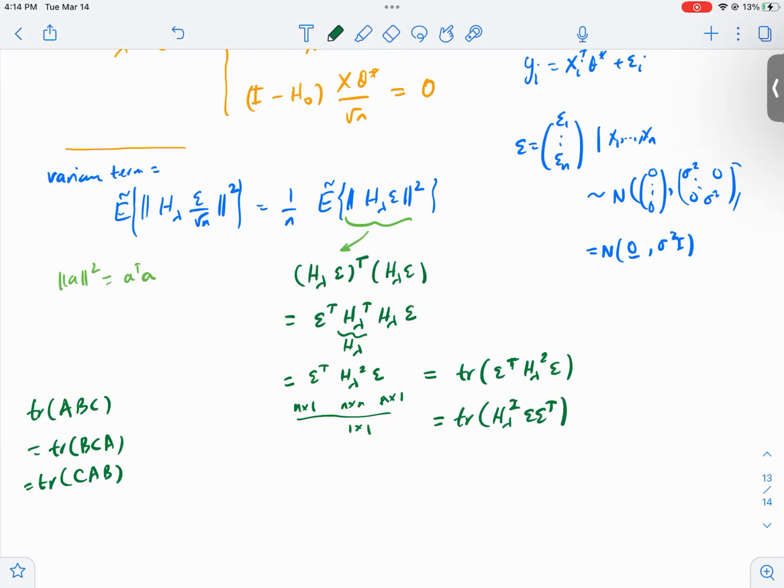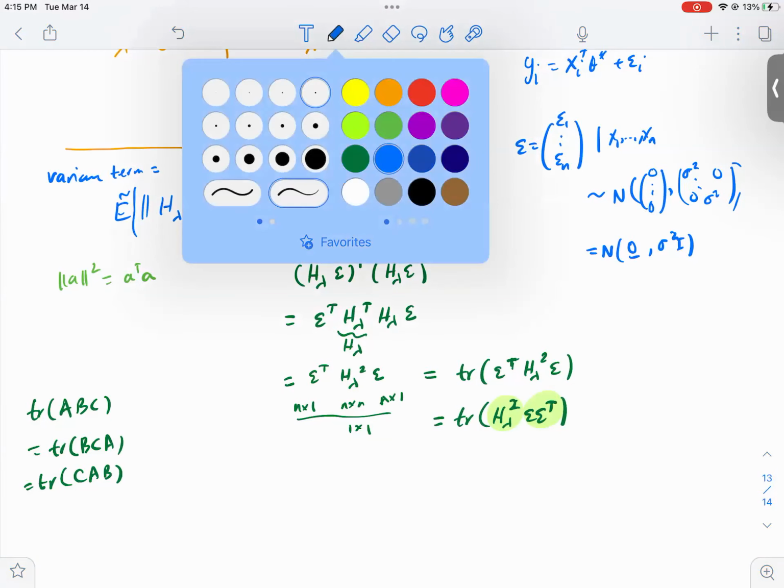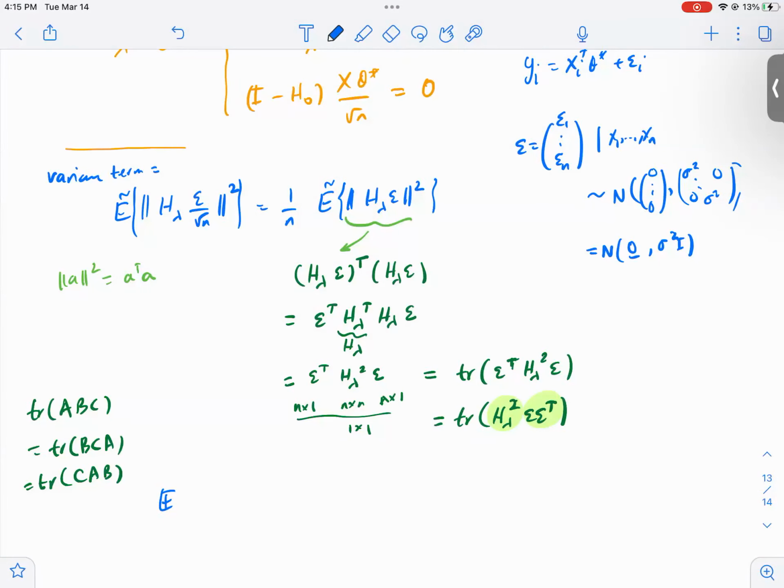Okay, so now this is interesting, because now both this and this are matrices. It's a non-trivial business here, but the trace is going to remain the same. If you haven't seen it, this trick is very useful. So what I end up having shown is that the norm squared of h lambda epsilon over root n is equal to 1 over n times the expectation of this trace.